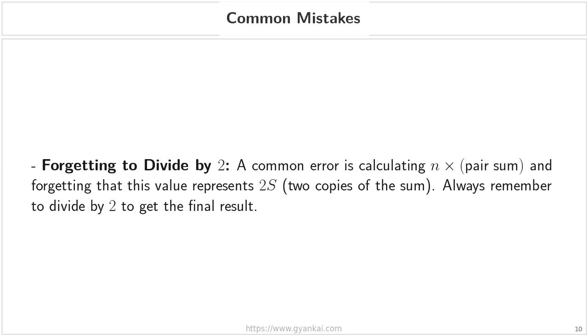Because we used both the original sequence and the reverse sequence, we essentially created 2 copies of the total sum. If you simply multiply the number of terms by the pair sum, you'll end up with a result that is exactly double what it should be. So, always make it a habit to perform that final division by 2 to get back to your single sum.